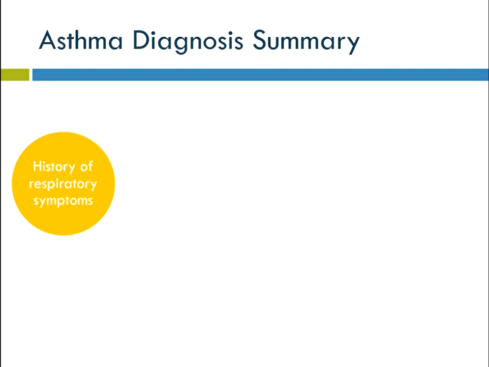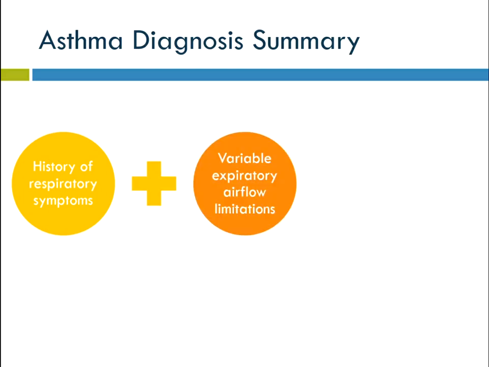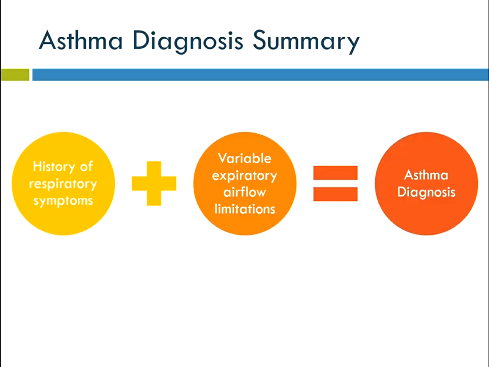Alright, so we need symptoms. We need a history of symptoms and those variable expiratory airflow limitations. So reduced ratio, increasing 12% with bronchodilator. That is what equals an asthma diagnosis. So before you had a lot of questions of, what if they just have symptoms? Or what if they just have this? They need to have both. Okay? So essentially all three, because underneath the variable respiratory airflow limitations, you have reduced FEV1 FVC and the significant bronchodilator response.